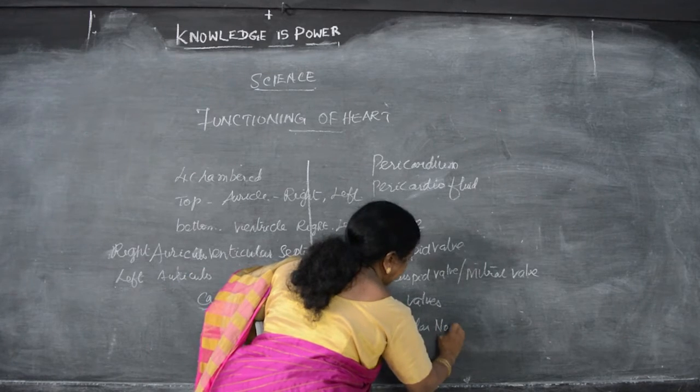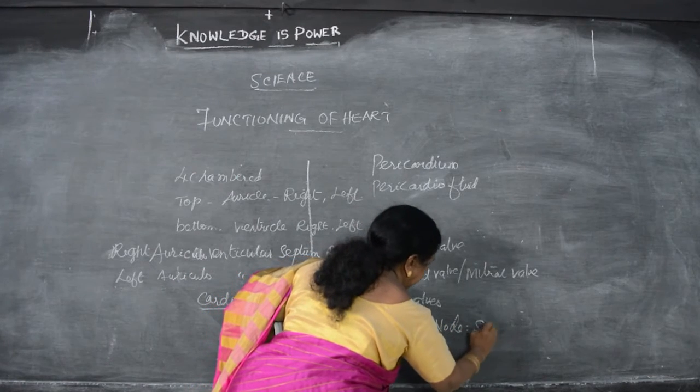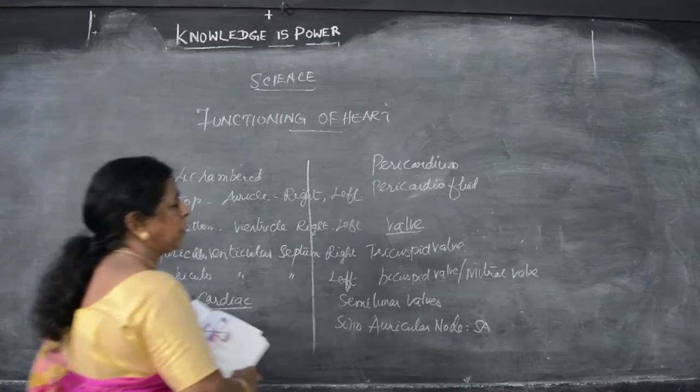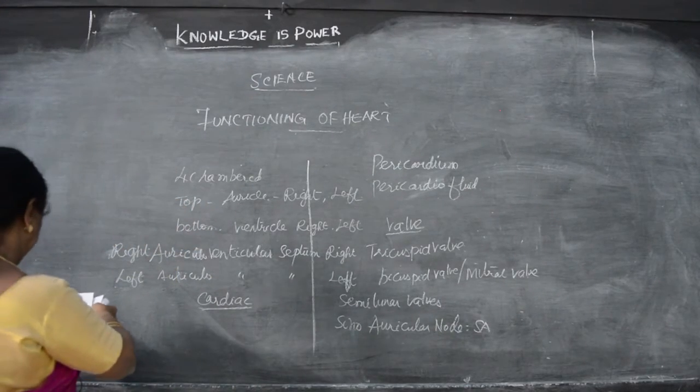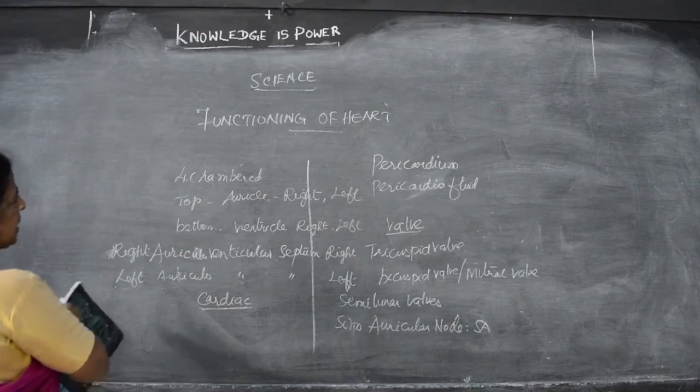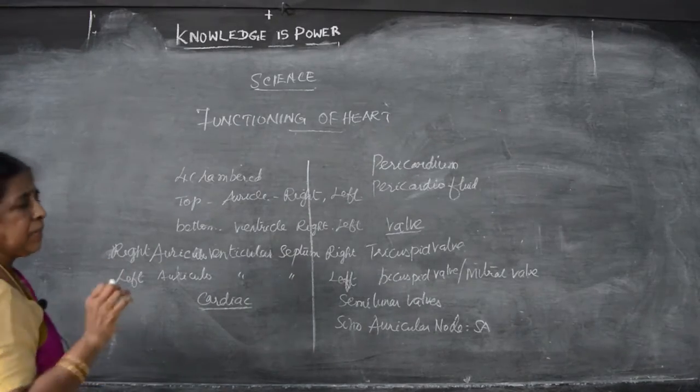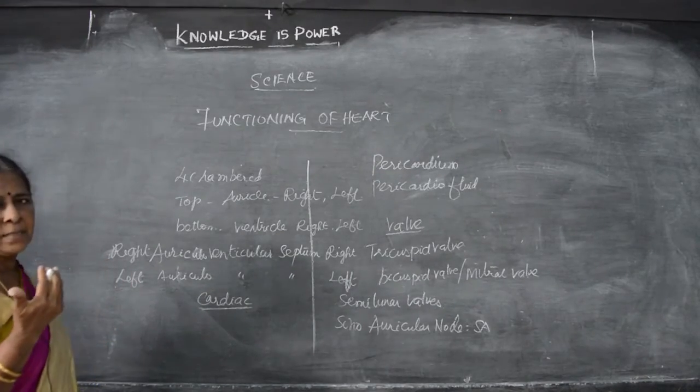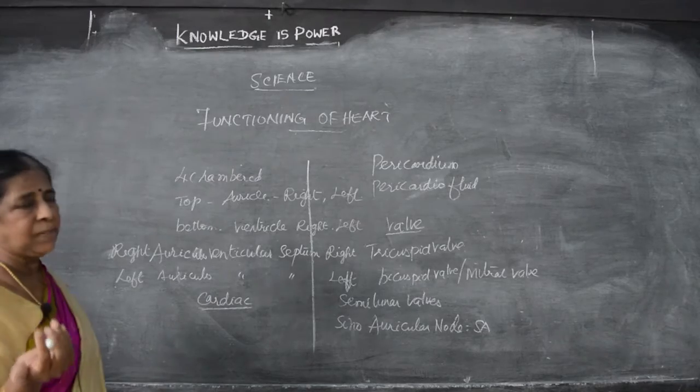Sino-auricular node, otherwise known as SA. This is a very important part in the heart. Because of this heart functioning only, we are finding out the pulse. Pulse is nothing else, we can find it out.